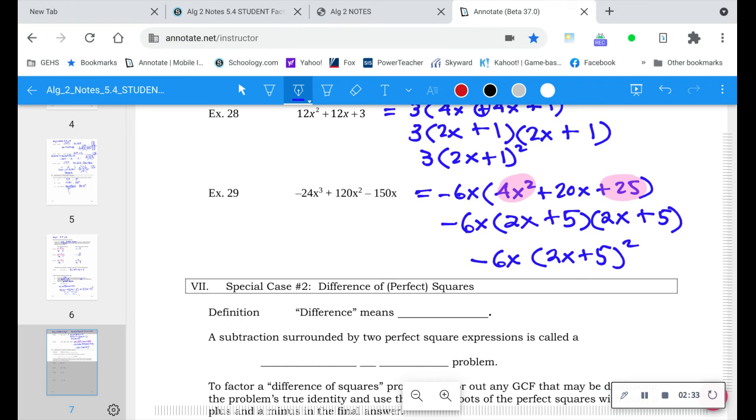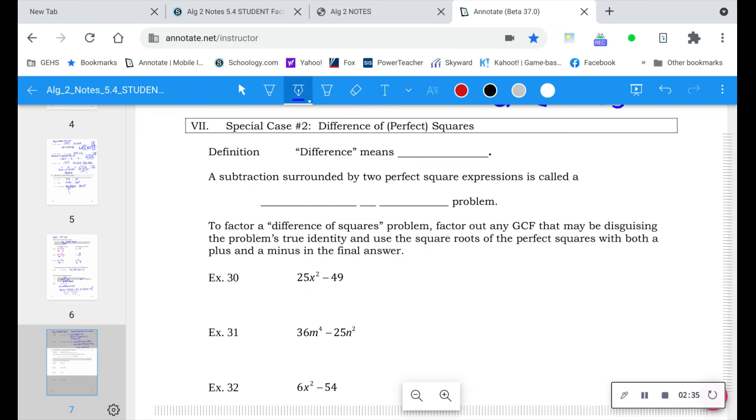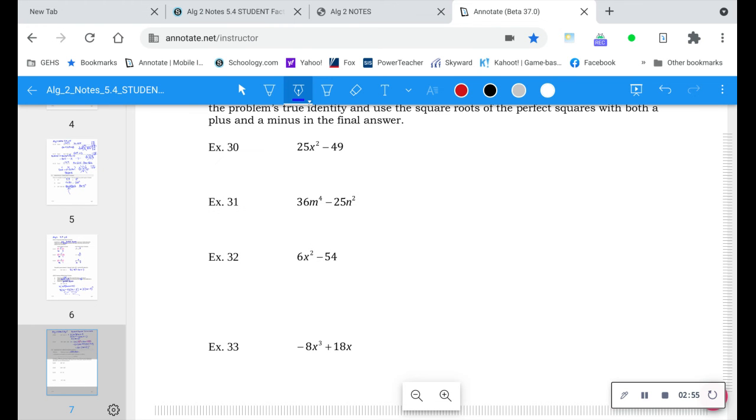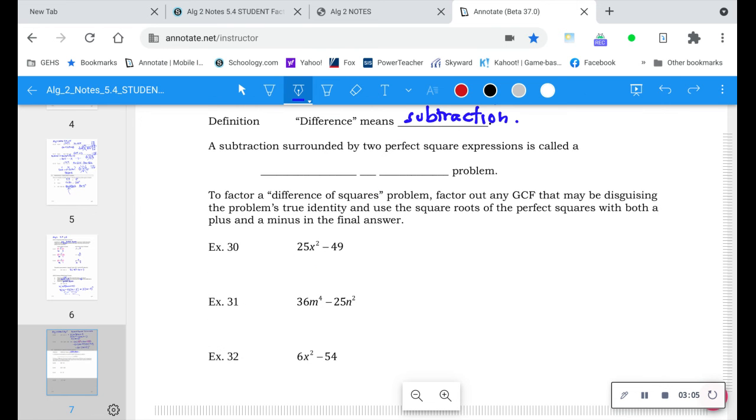Okay, the last type of factoring that we're covering here is a difference of perfect squares. Difference means subtraction. So you're generally looking for a subtraction in the middle of two perfect squares. Let me give you an example here. This one here is a subtraction in the middle of two perfect squares. The front one is 5x times 5x, and the back one is 7 times 7. Okay, you need to know the title. These are called difference of squares problems.